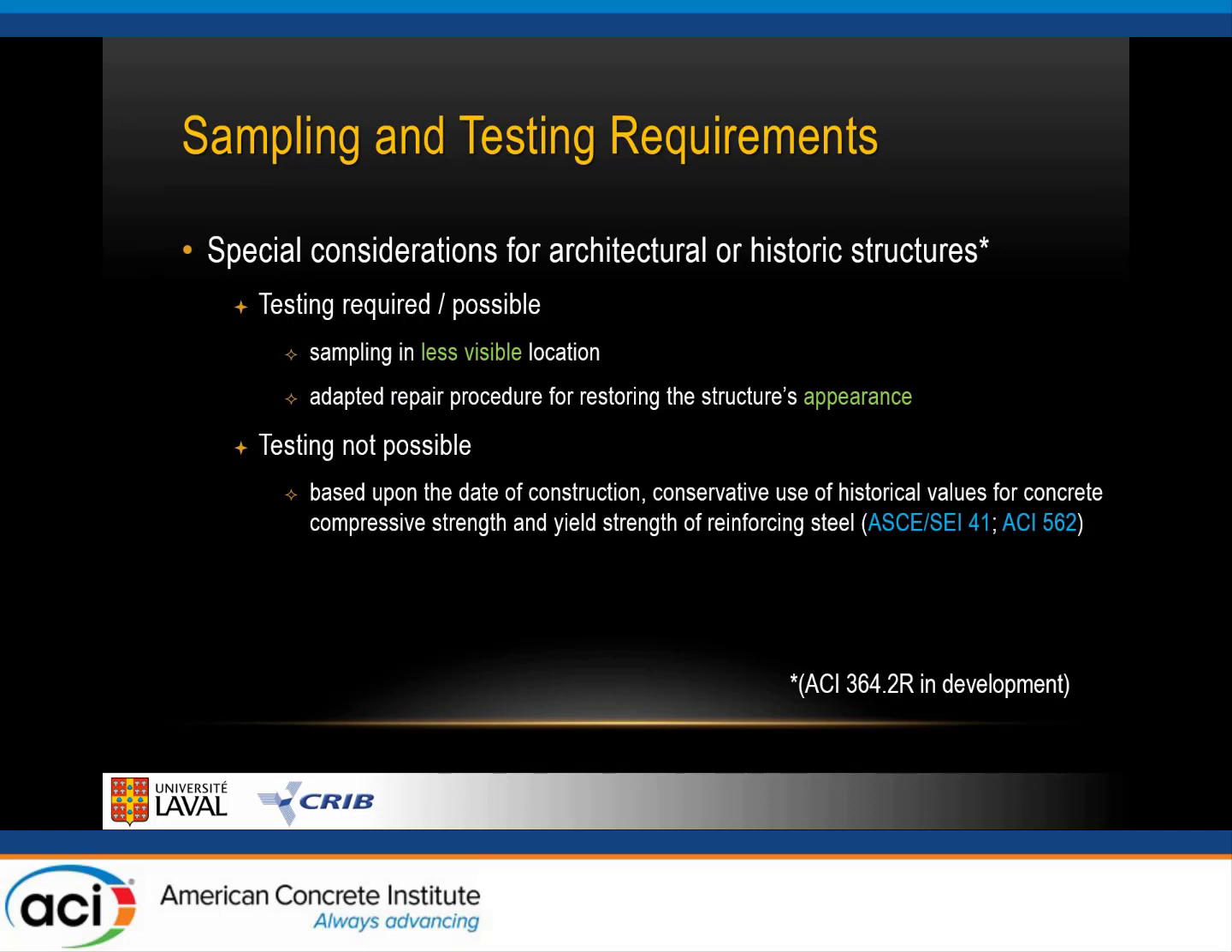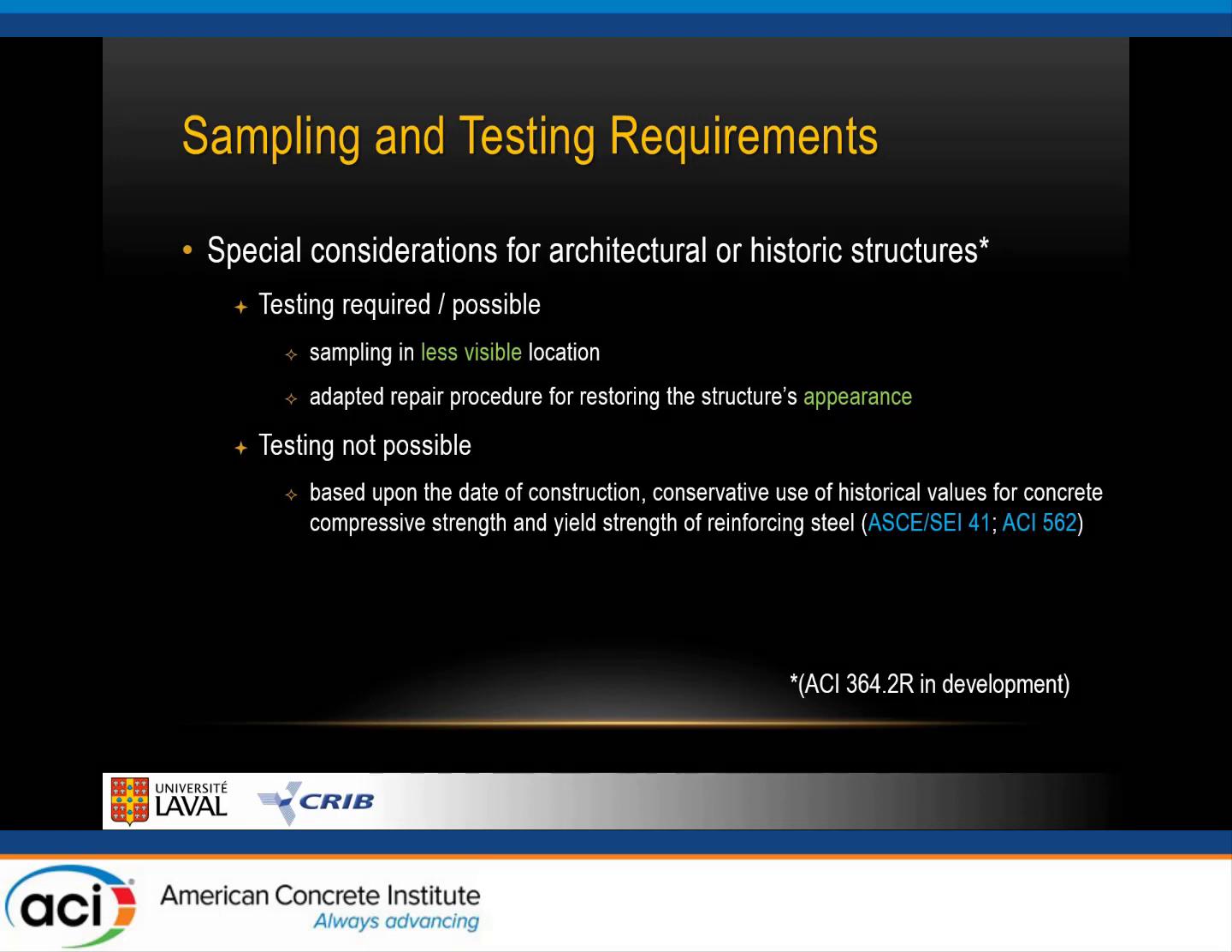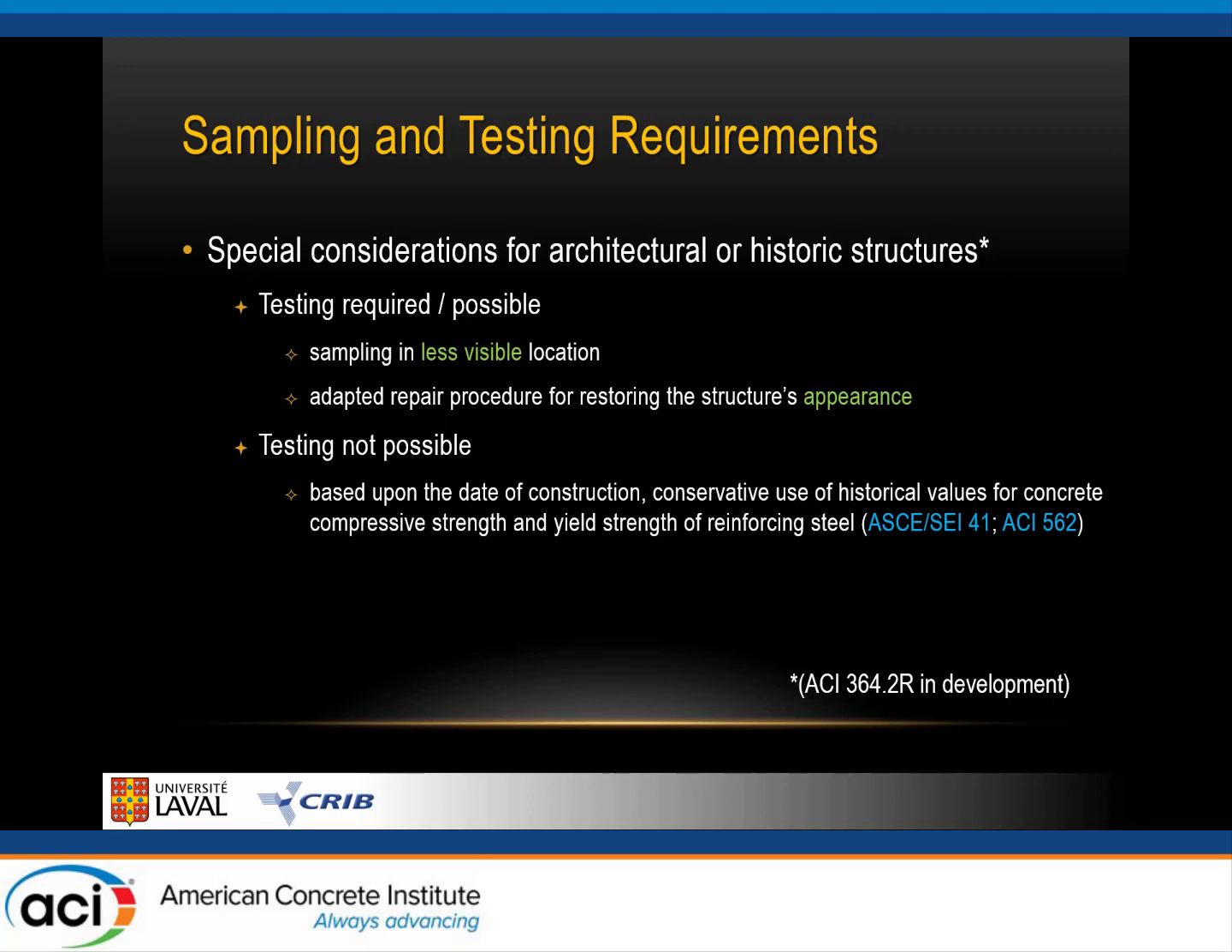With some special structures, historic structures, architectural structures, there are also some special considerations that have to be implemented when doing an assessment. As much as possible, for instance, in a historic structure, we got to sample, as well as in an architectural structure, in less visible locations. We also have to put extra attention on the way the core holes will be repaired when samples are taken out.